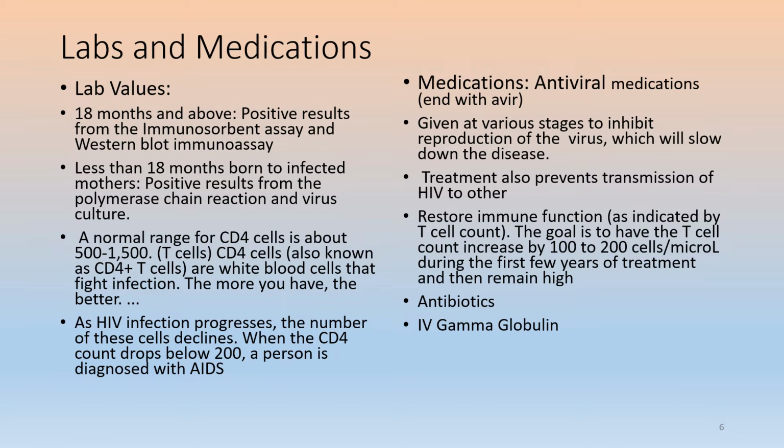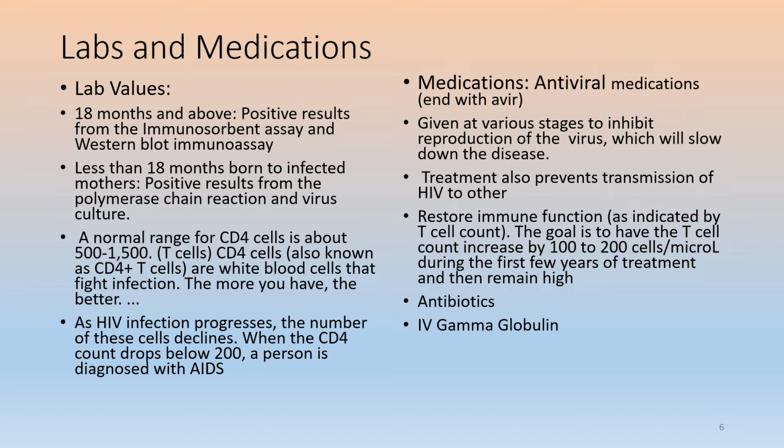So, testing a child, if the child is older, 18 months and above, positive results will be from the enzyme-linked immunosorbent assay and the Western blot immunoassay. But if it's a small baby, an infant to 18 months, positive results will come from the polymerase chain reaction and a viral culture.